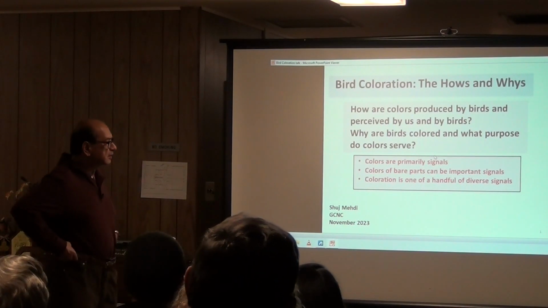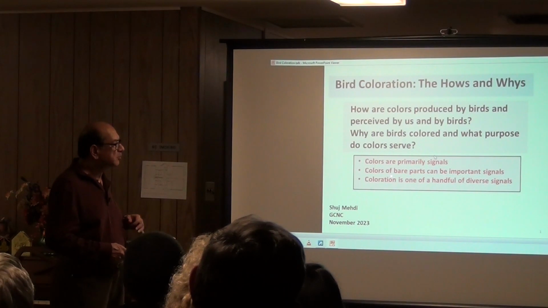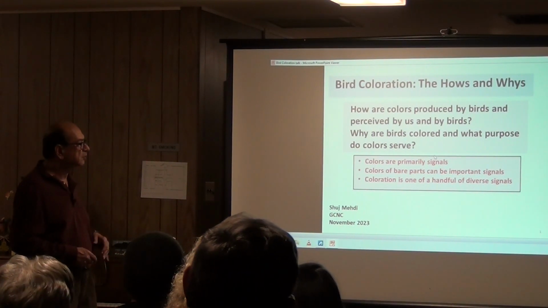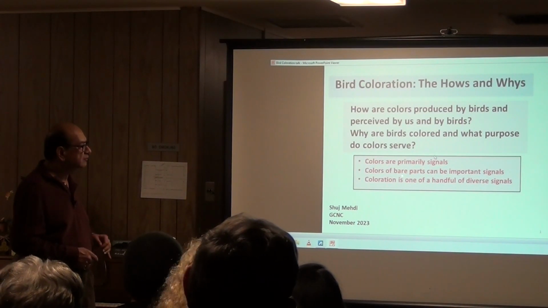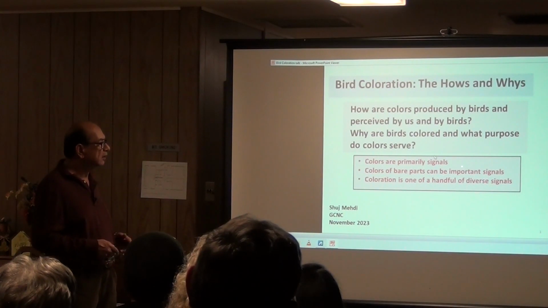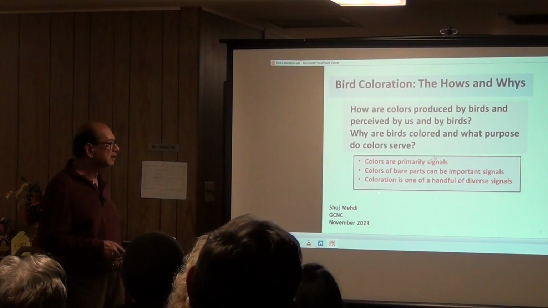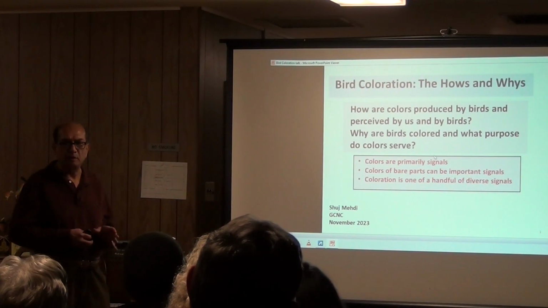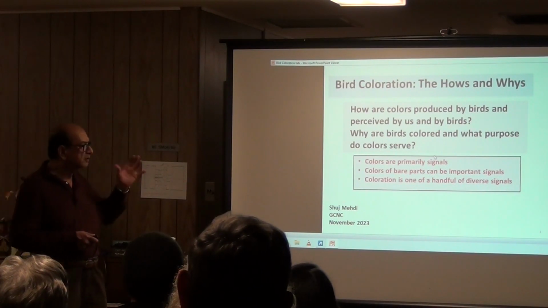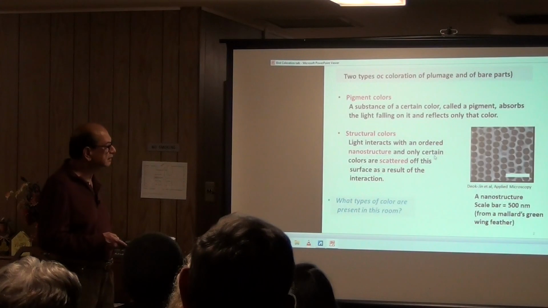As we go through the first part, there are a few things to keep in mind about colors. They're primarily signals, not exclusively, but primarily. And colors of bare parts, meaning beak, legs, etc., can also be important signals. And the third thing to keep in mind is coloration is one of several signals that birds use. So in the second part, we'll see exactly what is being signaled and what these different signals are.